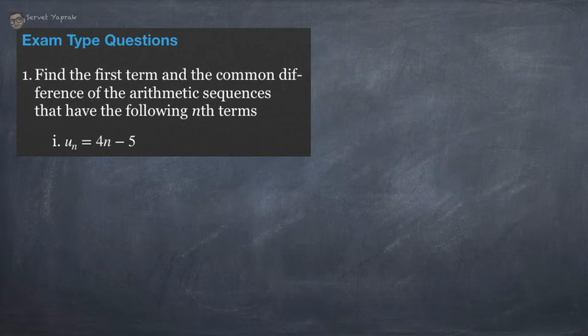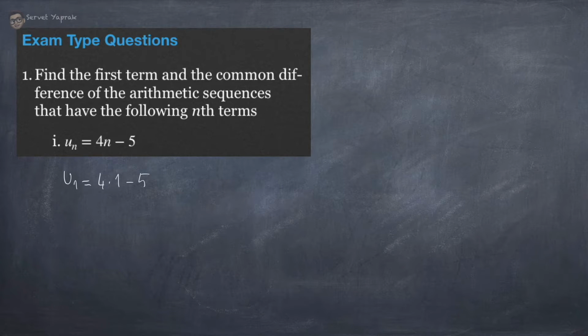Let's look at some of the exam type questions. Question number 1. Find the first term and the common difference of the arithmetic sequences that have the following nth terms. un equals 4n minus 5. We can substitute 1 in the formula and find out the first term.